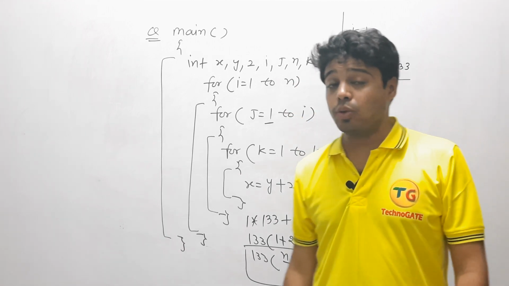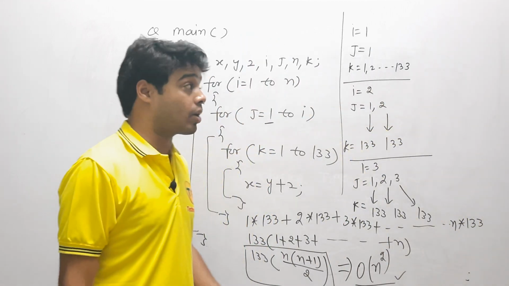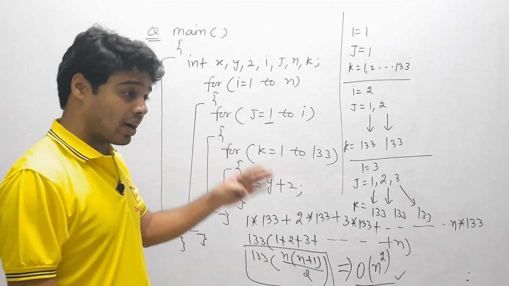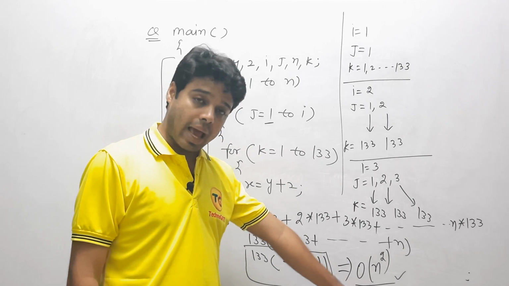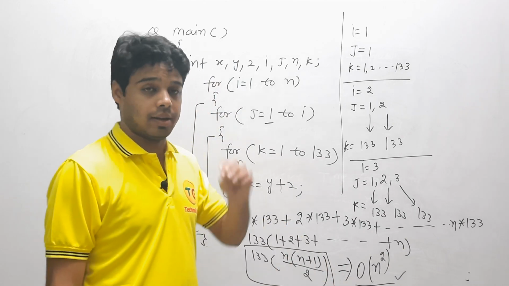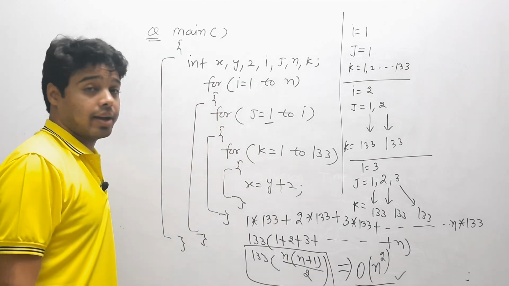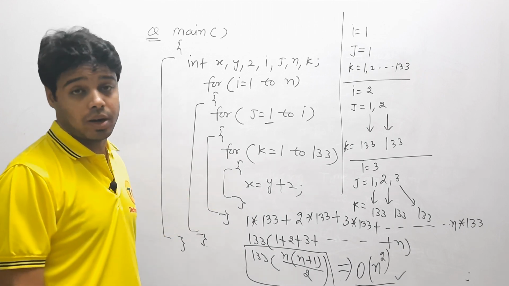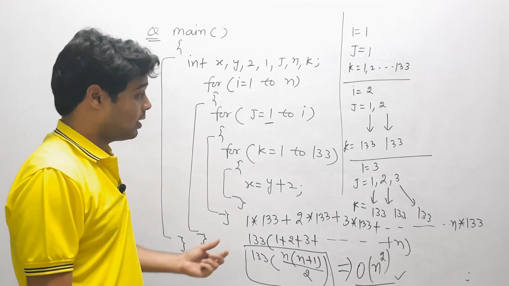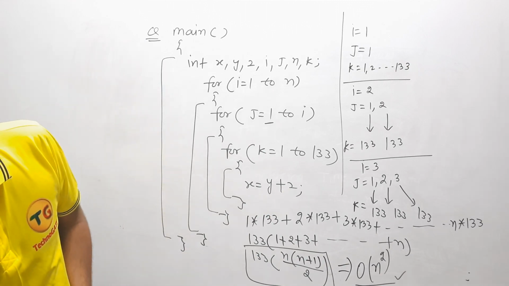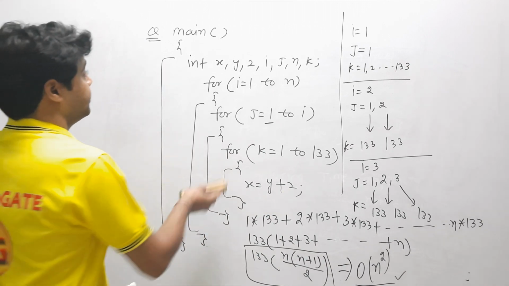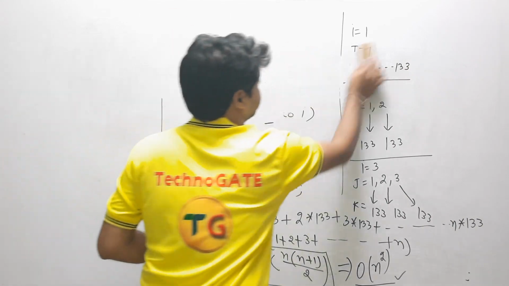So first of all, we have to generate the actual expression the program generates. What is the actual expression? This one. And what is the time complexity? The higher order term, n square. Clear? In this manner, we can calculate the time complexity. Okay, we will take one more example and decide the time complexity again. This is a very good problem.